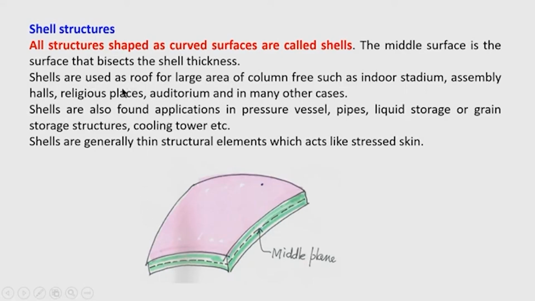The shells are used as a roof for large area of column free space that is required for indoor stadium, assembly halls, religious places, auditorium, and in many other cases. And also the shells are used in pressure vessels, pipes, liquid storage or grain storage structures, cooling tower, etc., and different geometrical forms are given to the shell structure to resist the load. So, geometry is the most important thing for the shell structure, and shell is classified based on the geometry.